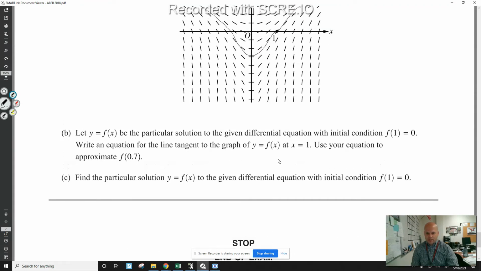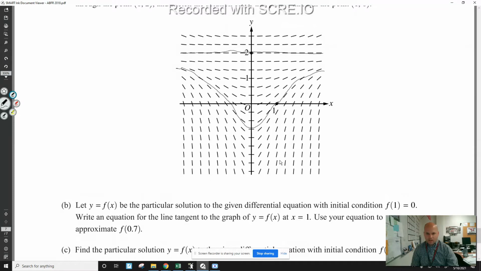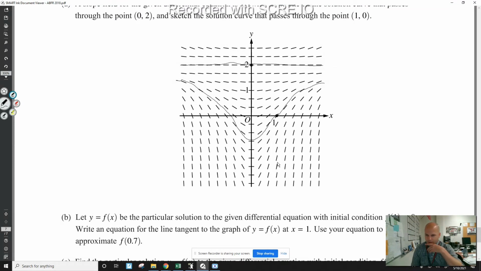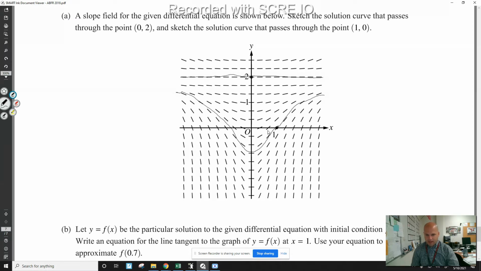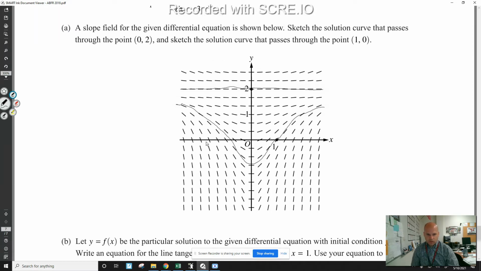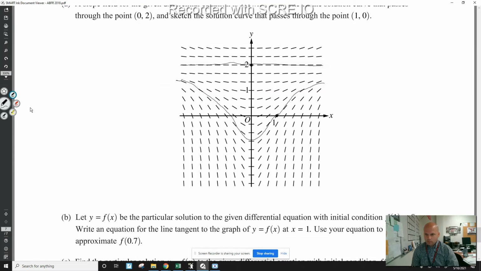Write an equation for the line tangent to the graph of y equals f of x at x equals 1. Use your equation to approximate f of 0.7. Exactly what I told you. Something that shows up consistently is these tangent line equations. The tangent equation is y minus y1 equals m, the tangent slope, times x minus x1. We have this point 1, 0 at x equals 1. They're giving you the x1 and the y1: 1 is the x, and y is 0. So all we need is the slope.